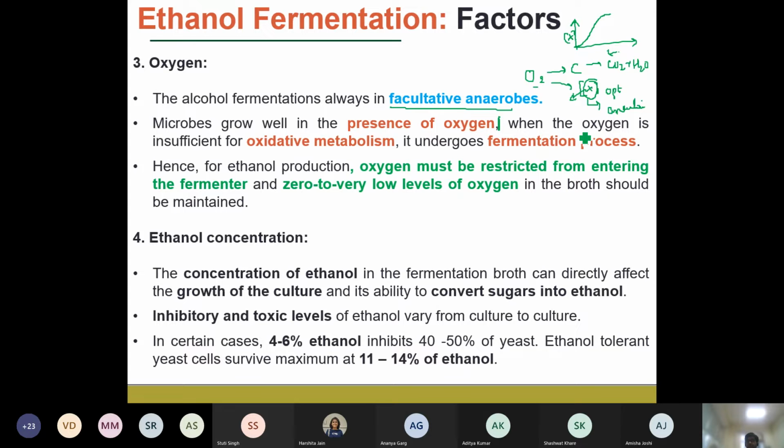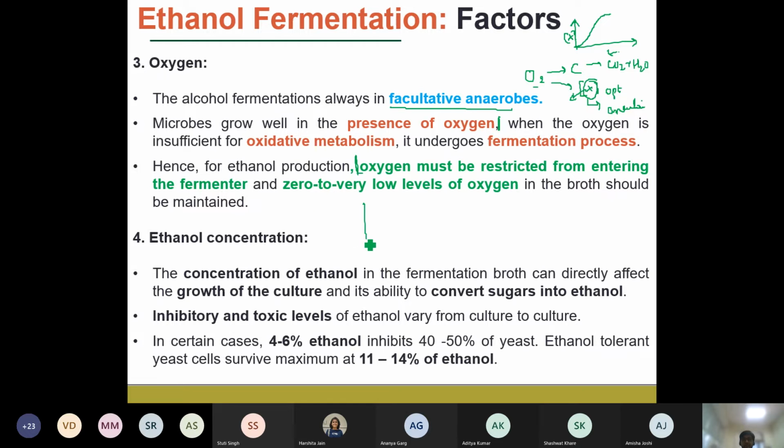So both things have to be minutely tuned: we should have a high biomass concentration, and then that high biomass concentration works on some carbon source in the absence of oxygen, or under anaerobic condition, and produces the ethanol. So it is very important that for ethanol production, oxygen must be restricted from entering the fermenter, and zero to very low levels of oxygen in the broth should be maintained.